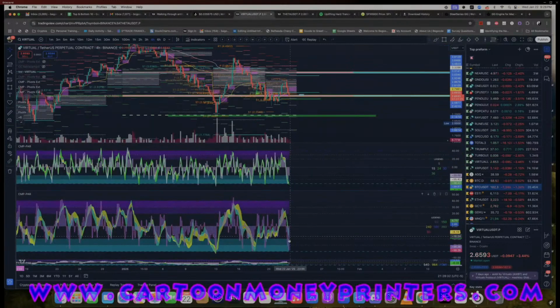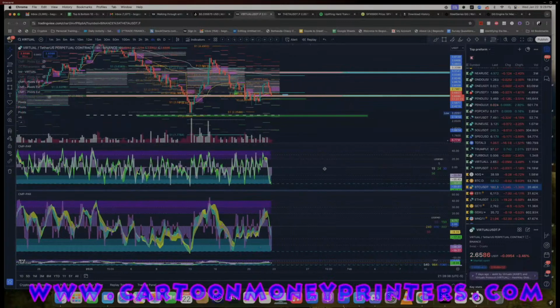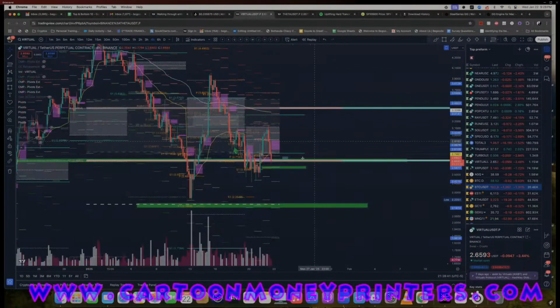So the pair is really oversold on the 50-minute and 1 hour. There is a chance that if anything could bounce, this might. 2.4 for a stop loss. I was thinking that if I get a reaction later when I get off, I may grab this, but it's got to bounce. All right, so those are my levels on Virtual.